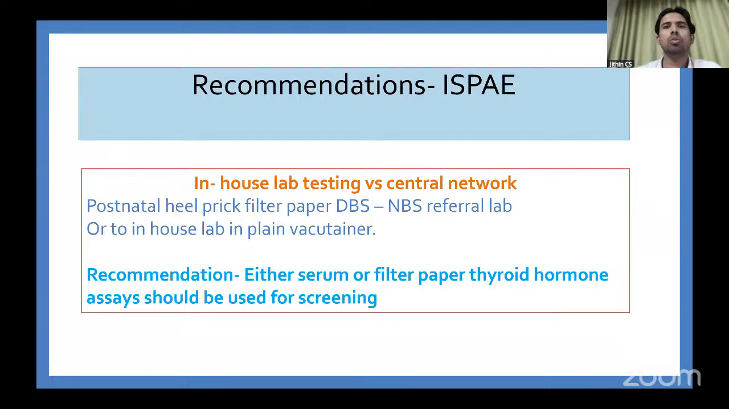Then coming to in-house lab testing versus central network. So basically this means some collect TSH along with the metabolic screening that we are doing in filter paper, or otherwise sometimes we can send it to the lab that is available in the hospital where the doctor works. So either serum or filter paper screening is fine for congenital hypothyroidism screening.